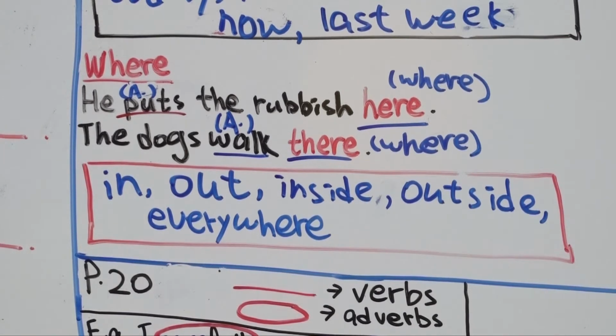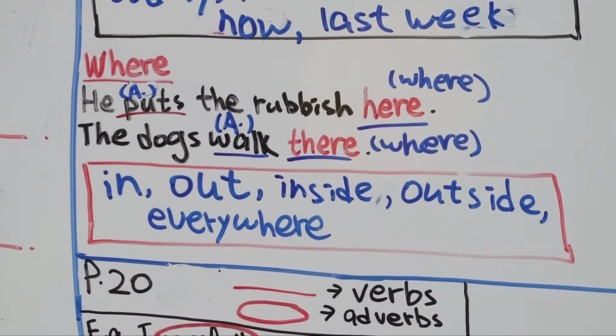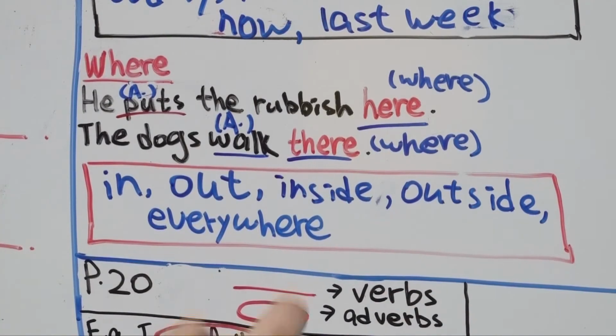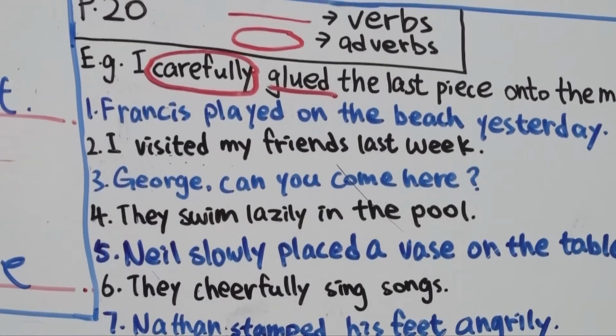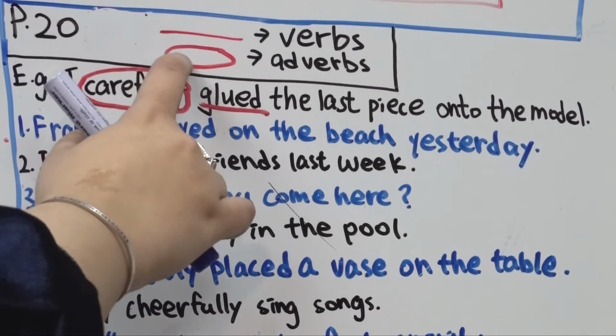People everywhere are wearing a mask. People everywhere. This tells you where people are wearing a mask, right? Here we go. Okay, please write the answers. If you are done, then turn to page 20. At page 20 and 21, you will see a lot of sentences, right? Here you have to circle the adverbs.